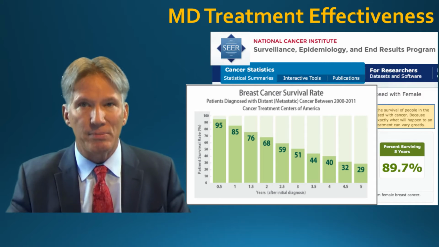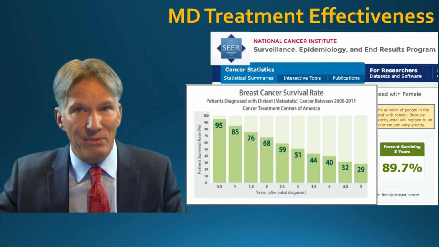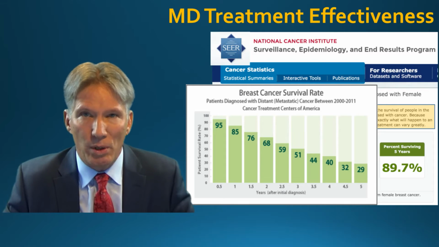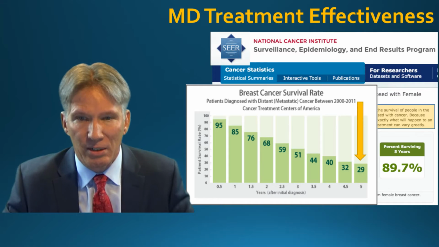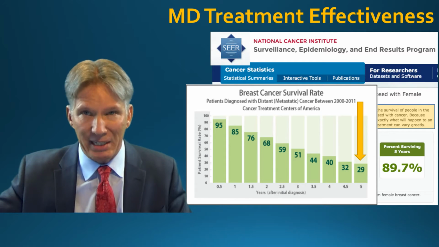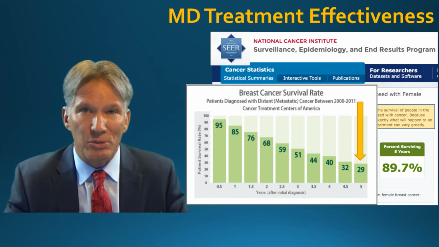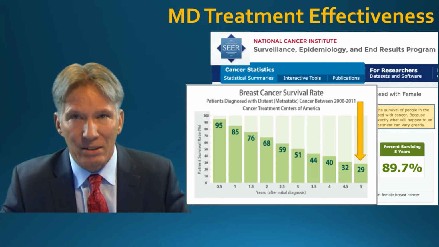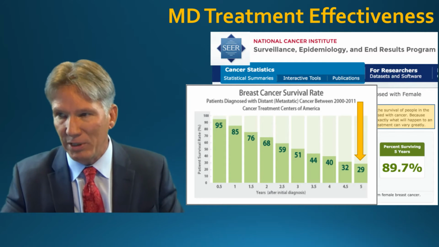When you just look at how many women got cancer and how many of those women were still alive 5 years down the road, only 29% of women survive 5 years after their original diagnosis. Quite a different number. On the one hand, 89.7%, which is misleading on purpose, I believe. The real numbers, 29%, which means 71% of women who were diagnosed with breast cancer are dead within 5 years of treatment.